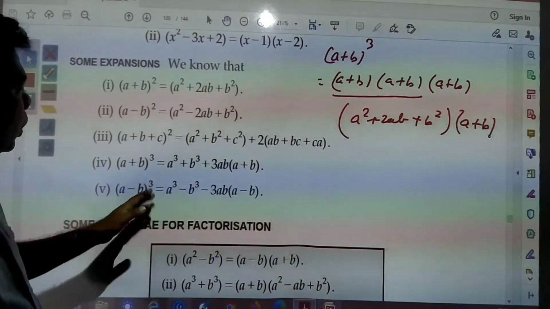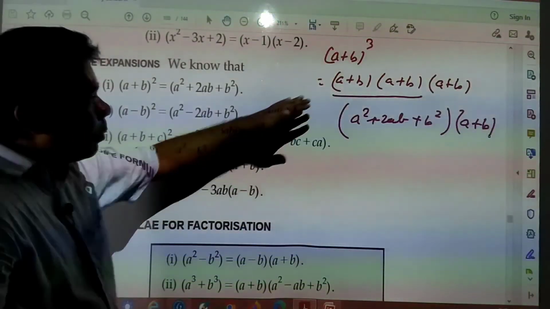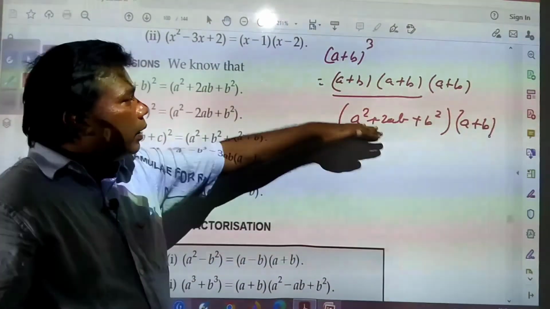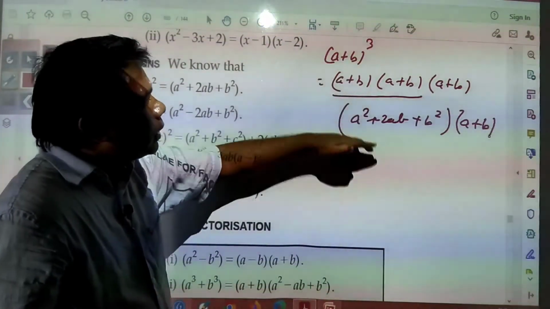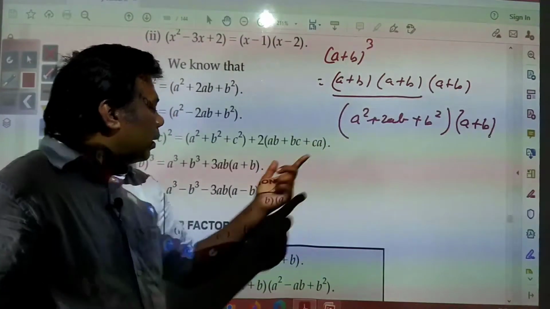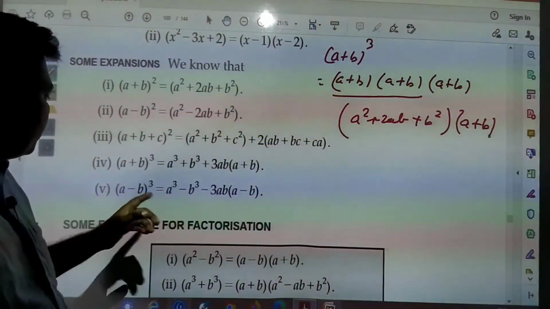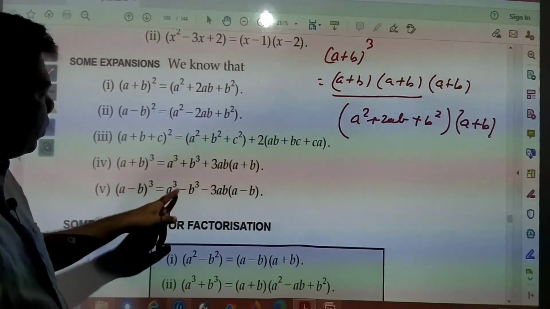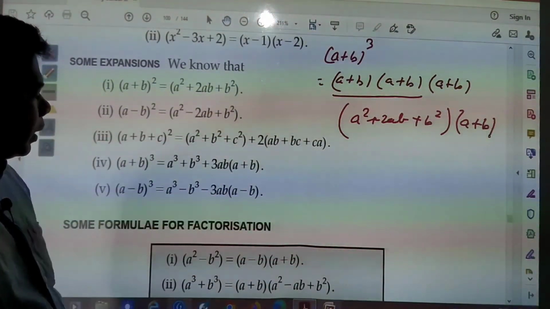(a - b)³, again in the same way you derive it by yourself. It is your task, you do it by yourself: (a - b) into (a - b) into (a - b). You multiply and find out this formula, and then remember that (a - b)³ is equal to a³ - b³ - 3ab(a - b).